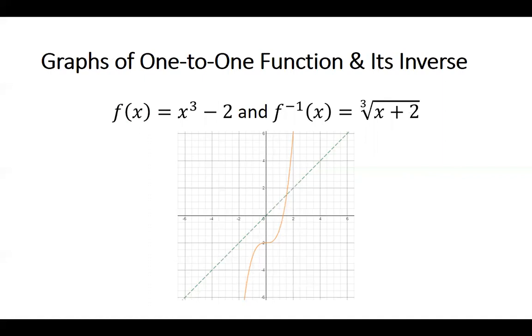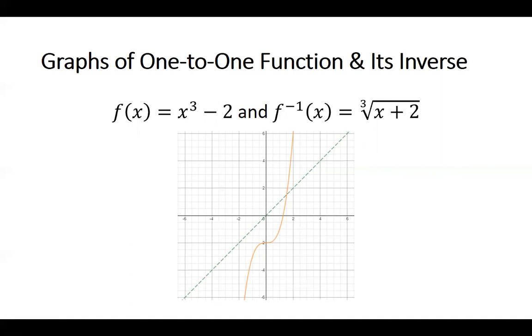So if you look at that, when x is equal to 0, y is equal to negative 2. So if we take the inverse of that, when x is equal to negative 2, y should be equal to 0, right? Just swapping x and y.